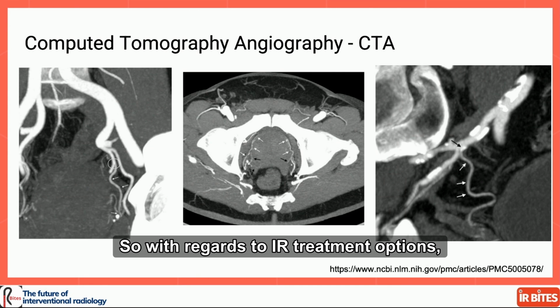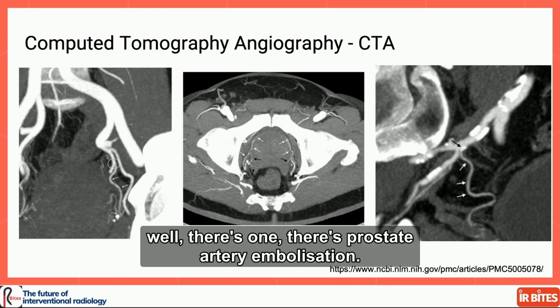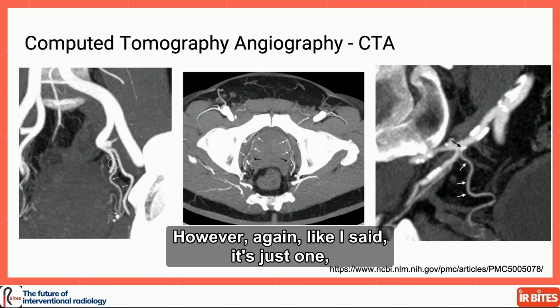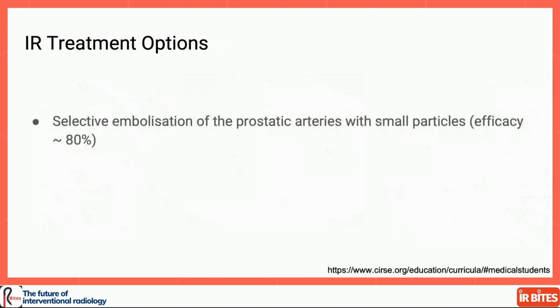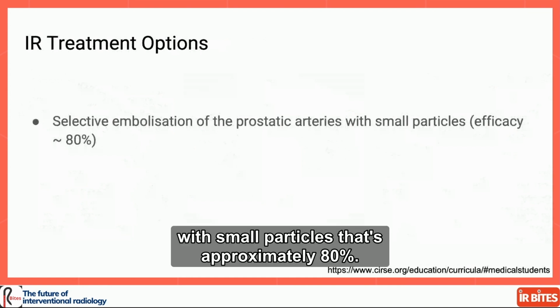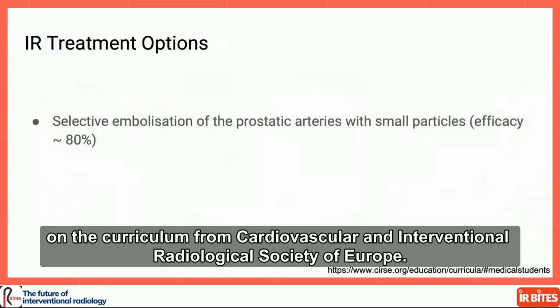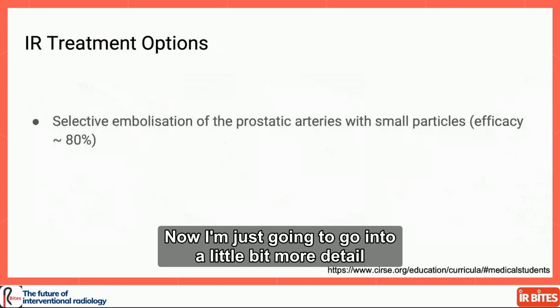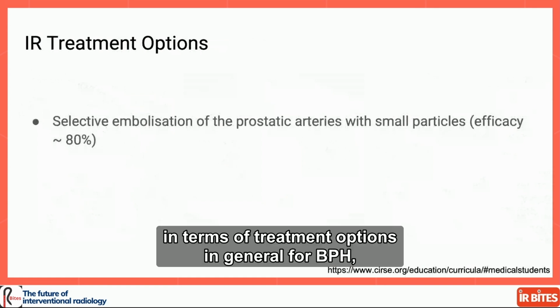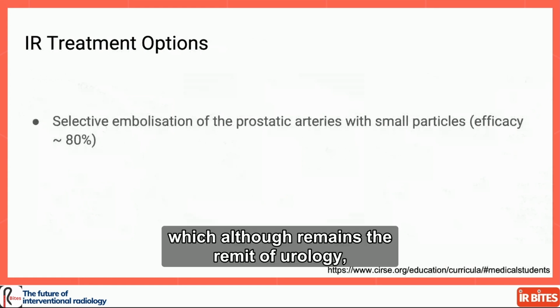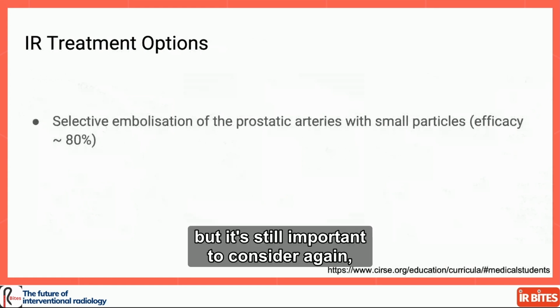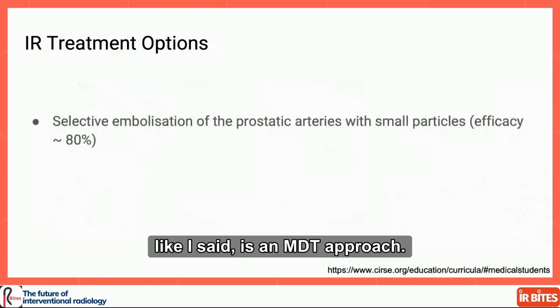So with regards to IR treatment options, there's prostate artery embolization. Like I said, it's selective embolization of prostatic arteries with small particles, with efficacy of approximately 80%, and that's from the curriculum from CIRSE. I'm just going to go into a little more detail in terms of treatment options in general for BPH, which, although it remains the remit of urology, is still important to consider. Again, like I said, it's an MDT approach.